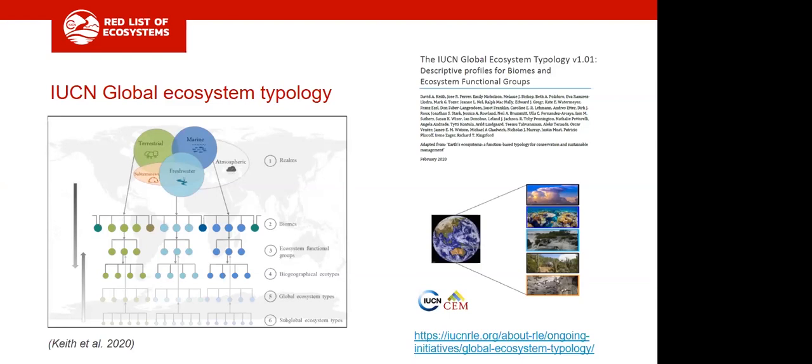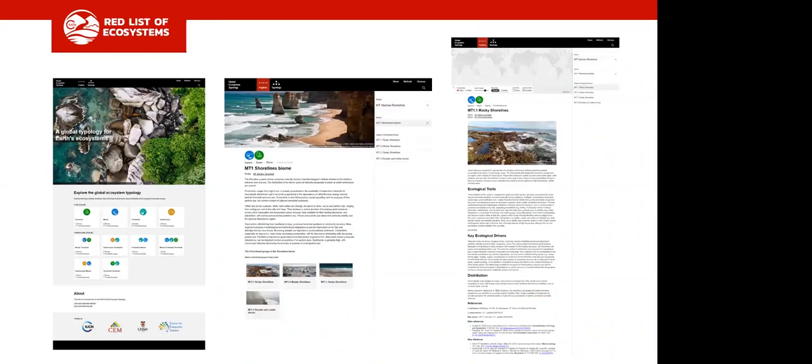There was a consultation process. We received a lot of comments, and so there's been some changes made. But it will be sent out for publication fairly soon. And there will be a website, a link to this typology, where you will be able to go into detail of all of these different units at the top levels with descriptions of what each of them means, the biomes and then the ecological functional groups. Each will have their descriptive sheet.